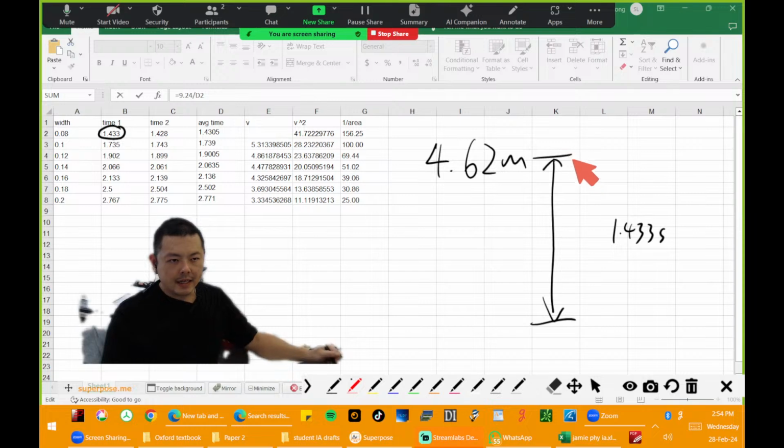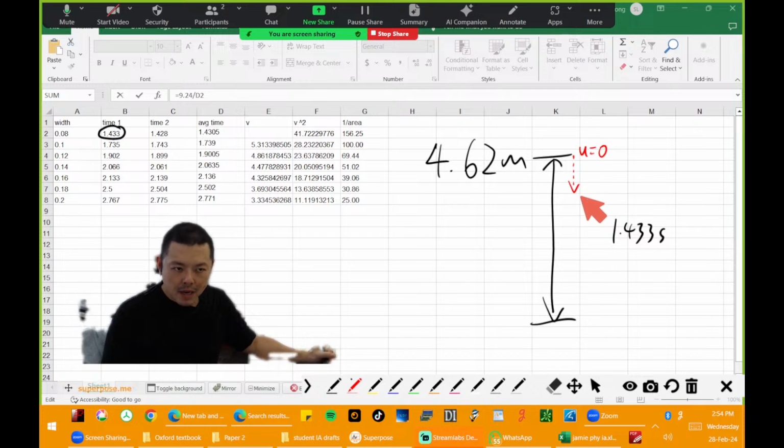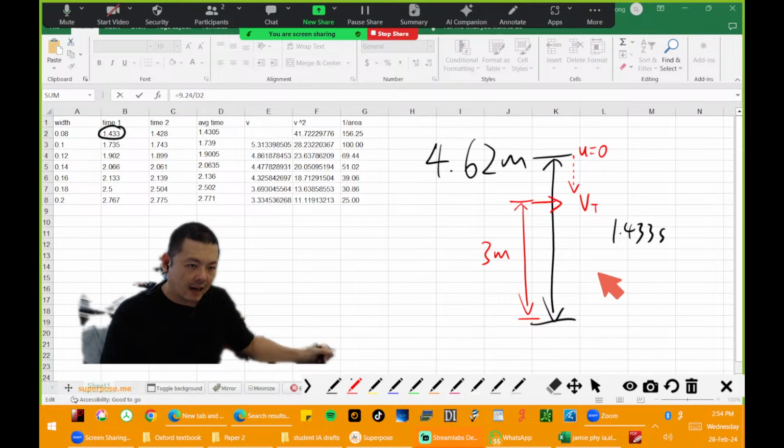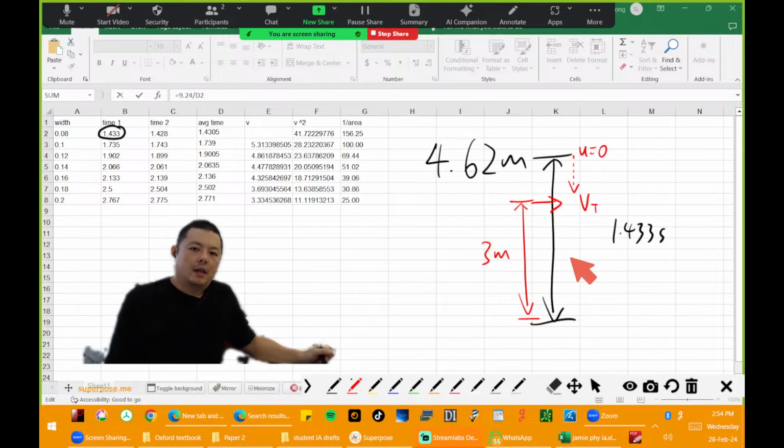The idea is it fell, right? Definitely there's acceleration because we know that initially it is accelerating. But maybe we can assume that at some point later it reaches terminal velocity, at let's say this point here. But we don't know, so we can only estimate. So the question is, if you want to, can you go back to your video analysis and find the last 3 meters instead of the full 4.62? That's possible?